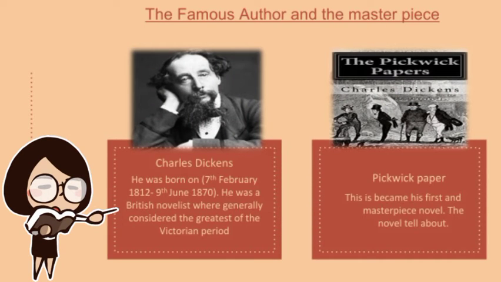And the next one is the famous author and his masterpiece work. There is Charles Dickens, who was born on 7 February 1812 and died on 9 June 1870. He was a British novelist generally considered the greatest of the Victorian period. Dickens nearly became a professional actor. He began contributing stories and descriptive essays to magazines and newspapers, and here is his masterpiece work, Pickwick Papers, which became his first novel and also masterpiece.